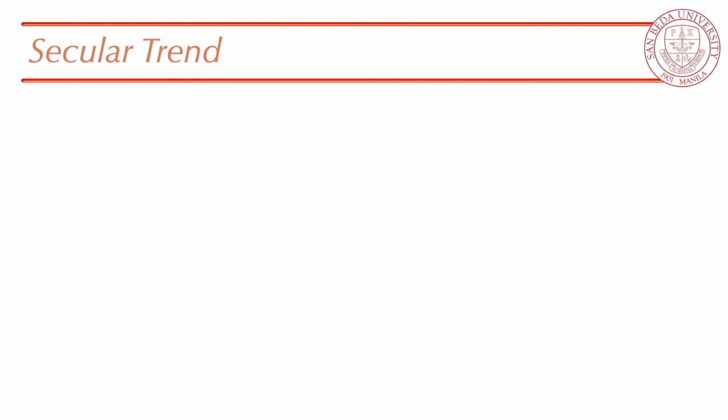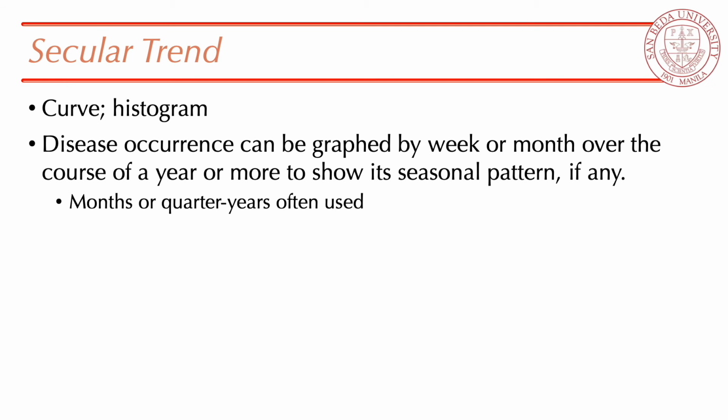Now, just a few more statements about secular trends. We typically use curves to graph secular trends, as with a couple of examples I just gave, although histograms can also be used. Histograms are more appropriate, particularly when graphing epidemics or incident cases over shorter time periods. The disease occurrence can be graphed by week or month over the course of a year or more to show its seasonal pattern, if any. Months or quarter years are often used in this case.